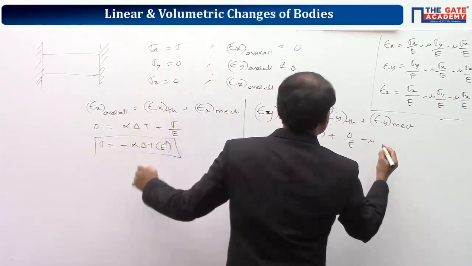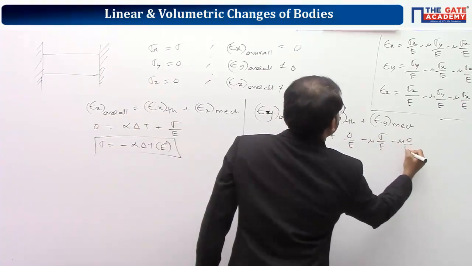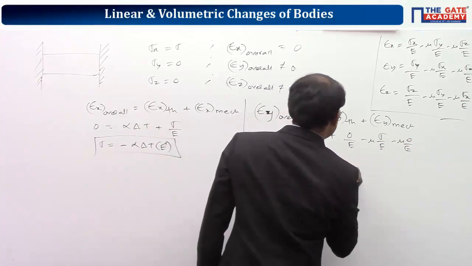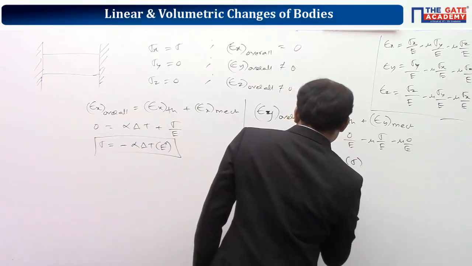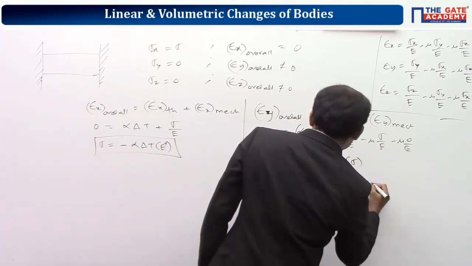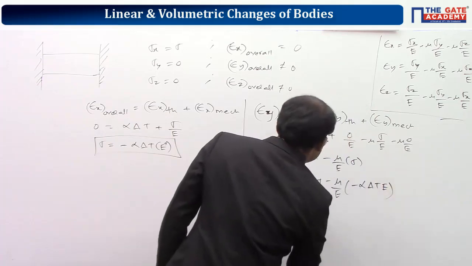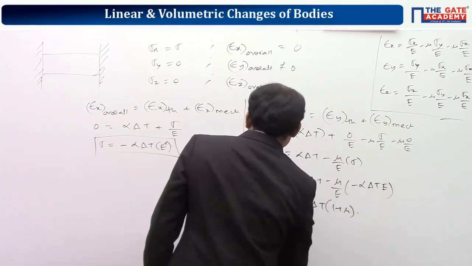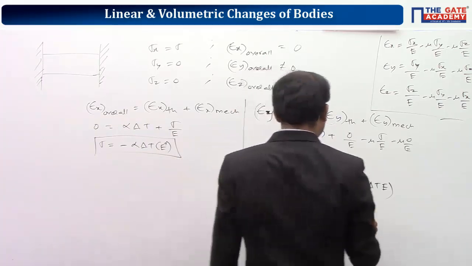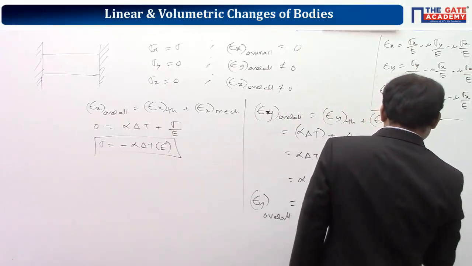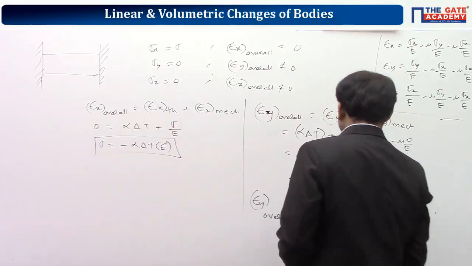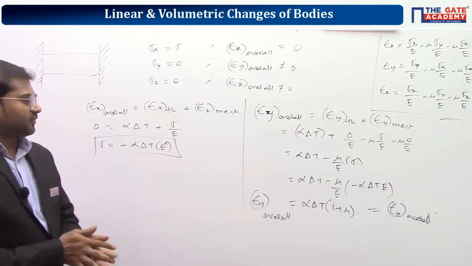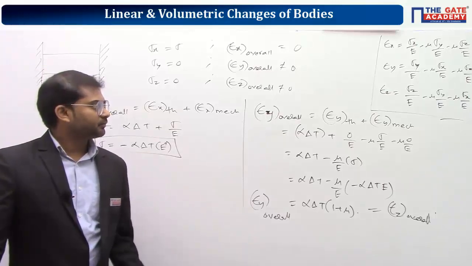Sigma x, that is sigma. Sigma z, that is again 0. So alpha delta T minus mu by E into sigma. And we know the value of sigma as minus alpha delta T into Young's modulus. This gives us alpha delta T into 1 plus mu. So this is the value of epsilon y overall. If you do the calculation for epsilon z overall, you will get the same value, alpha delta T into 1 plus mu. So this is the answer for this case here.